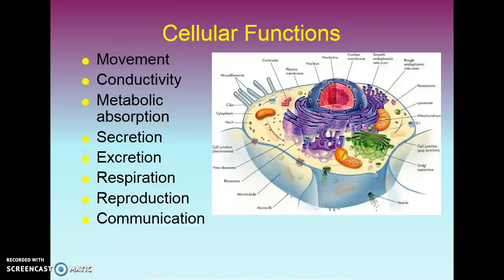As discussed on pages 2 and 3 in the textbook, there are many functions that are all necessary for a eukaryotic cell to maintain homeostasis and to be able to survive and function properly. We've got a few of them listed here: movement, conductivity, metabolic absorption, secretion, excretion, respiration in terms of being able to produce energy, reproduction, and then communication.